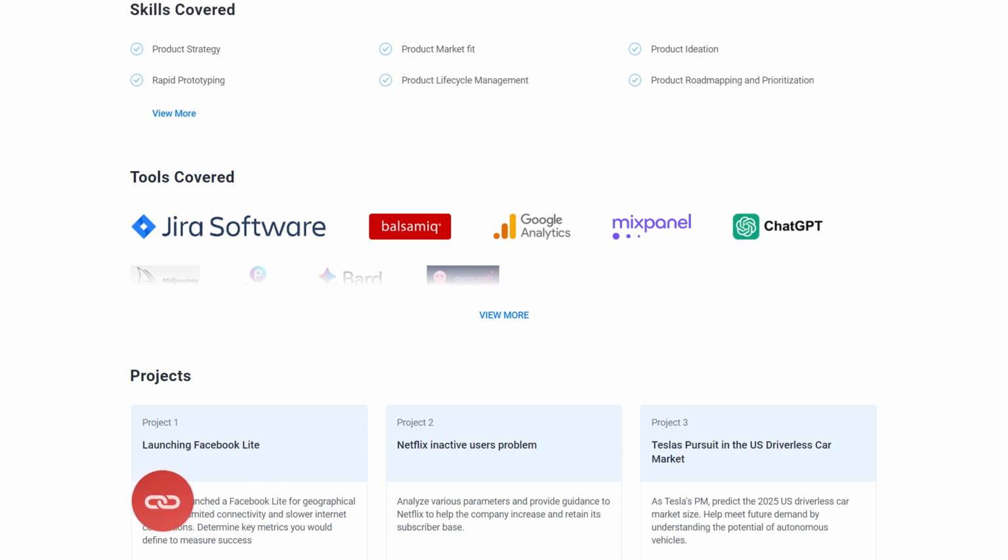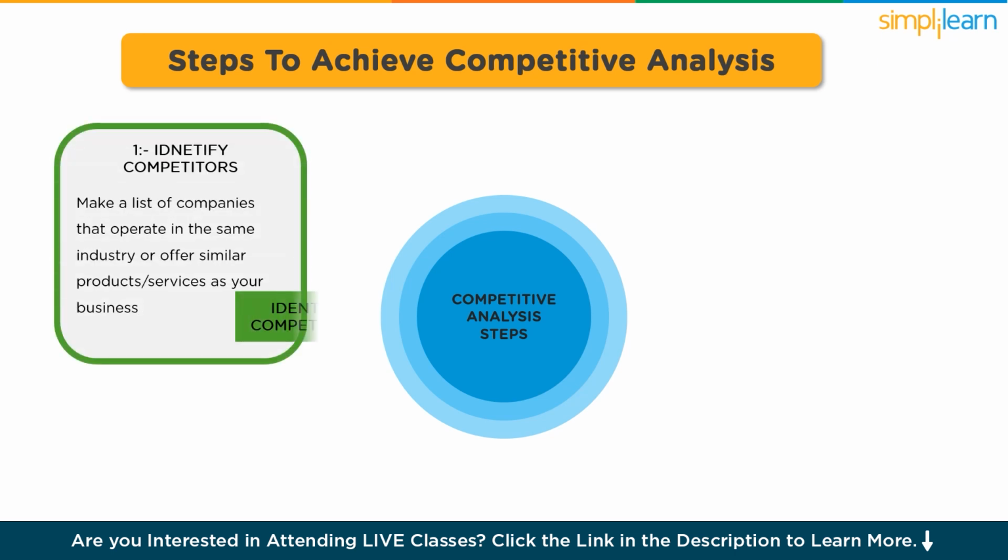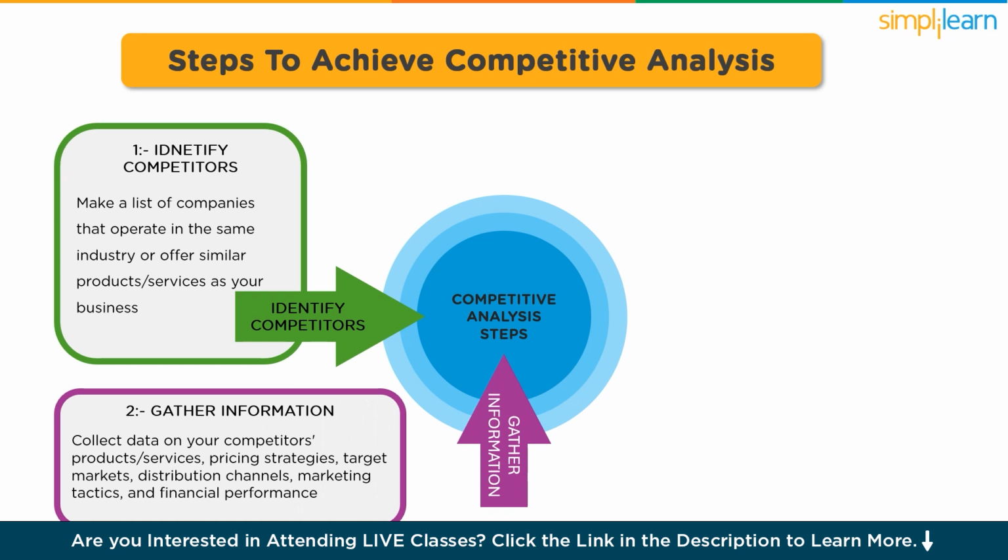So now let's get started. First, we will see the steps to achieve competitive analysis, and later on we will understand with an example using these steps. 1. Identify competitors. Make a list of companies that operate in the same industry or offer similar products or services as your business. 2. Gather information.